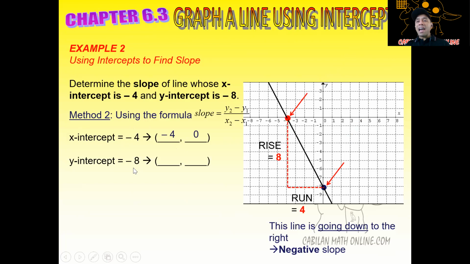Now, for the y-intercept over here, that's this point over here, remember that for the y-intercept, it's the x that is always 0. So for the y-intercept, in the first spot, which represents the x, that would be 0, okay? And the -8 would go in for the y, okay?